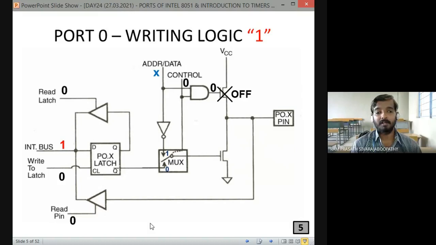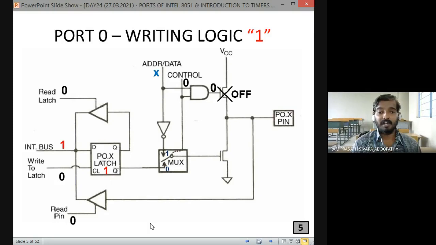So which of the three signals must get enabled? Read latch or write to latch or read pin? Yes, write to latch is going to get enabled. Once it is enabled, what is getting into the port latch? As the input at D is 1, it is getting stored. Once it is stored, the write to latch signal will get disabled automatically.